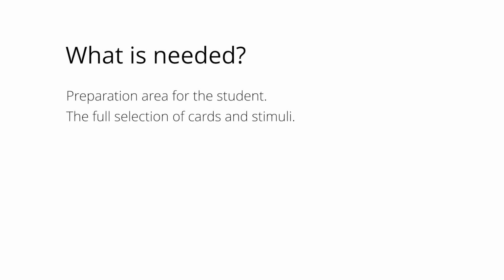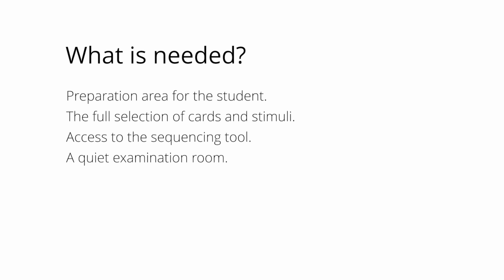Next, what is needed? You will need a preparation area for the student, the full selection of cards and stimuli, and access to the sequencing tool that decides what stimuli each candidate will use. I'll explain the sequencing tool a little bit later. You will also need a quiet examination room, a stop clock visible to both, and recording equipment checked for sound. So let's move on to how the exam is split up.